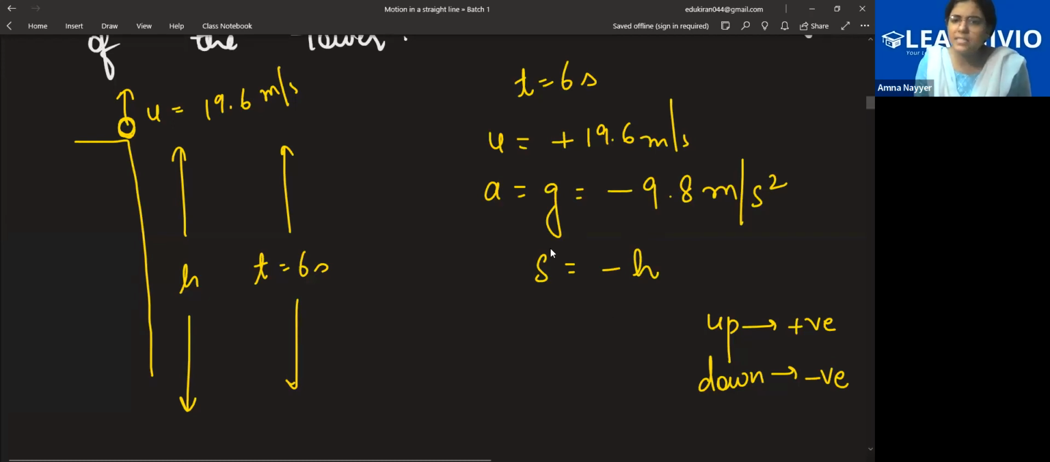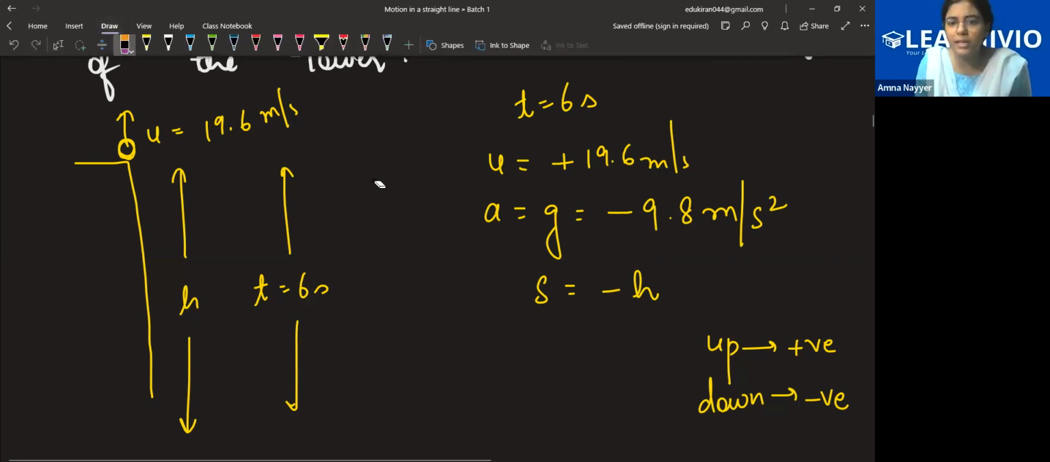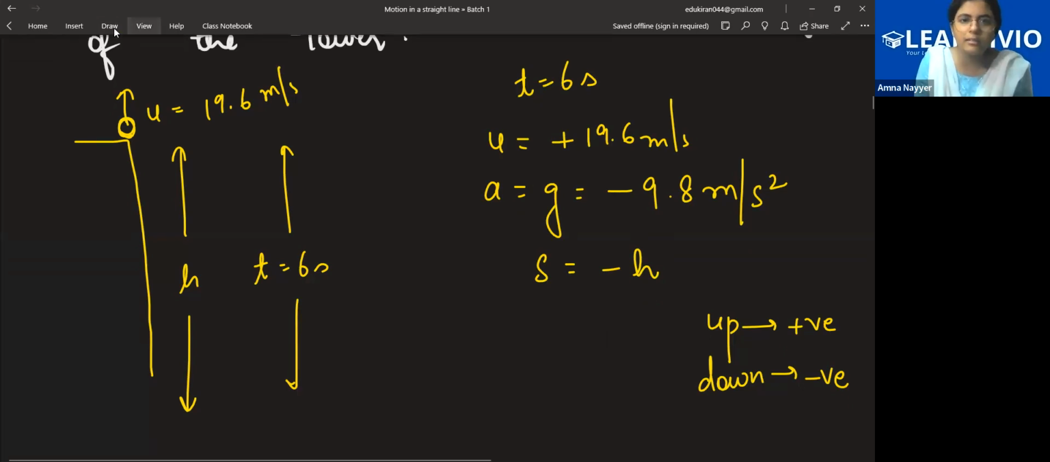So S we have to find out. U we have. Acceleration we have. T we have. Can anyone tell me which equation would be suitable and most appropriate? Third equation. Yes, correct. Third, not third. See, for the third you require V.